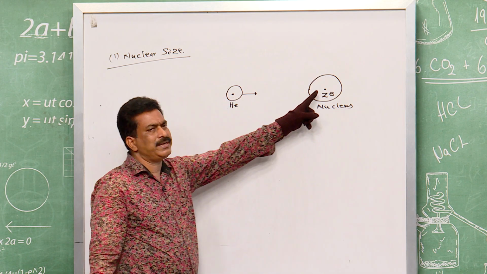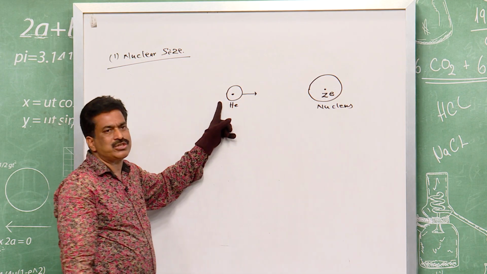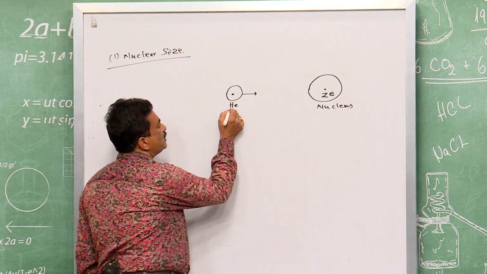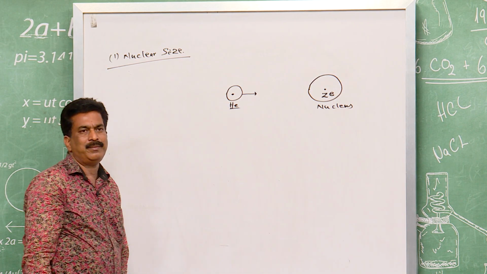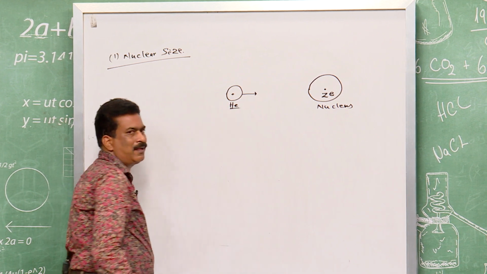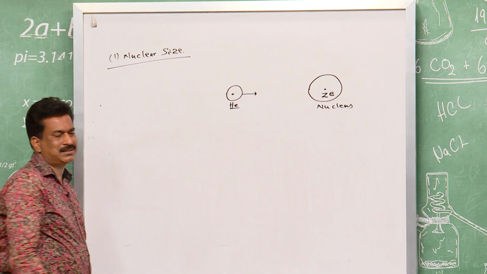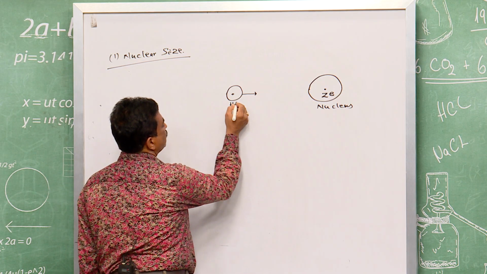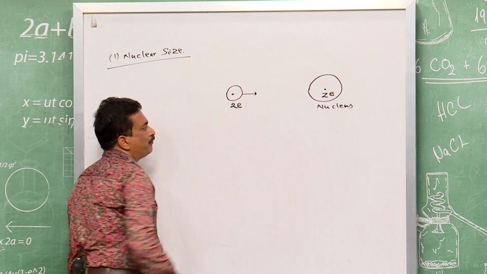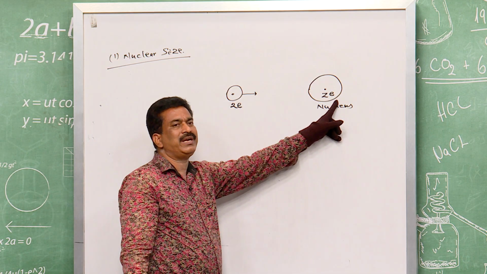So, the nucleus has what type of charge? That is the positive charge. And this is your helium atom, He. He stands for helium. So, this helium is two times the alpha particle charge, so we write it as 2e. And this is your Ze.